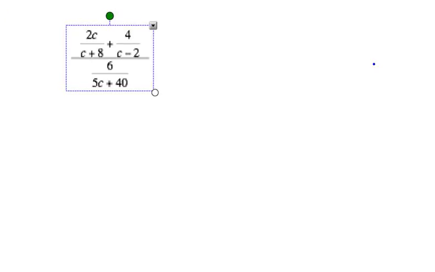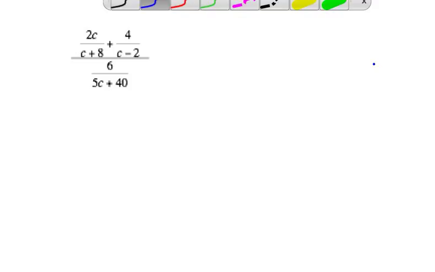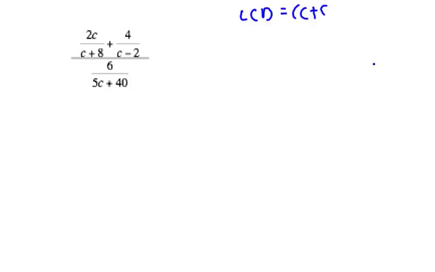So I have a space to do that. And now I want to find the LCD out of each of the denominators that I have available, which means I look at the first one, that's c plus 8, and for my LCD, I have c plus 8. Look at the second denominator, that's c minus 2. I need to use that. And look at this one. Well, I can't really tell yet because I really need to factor that. So I factor out my common 5, and that leaves me c plus 8.